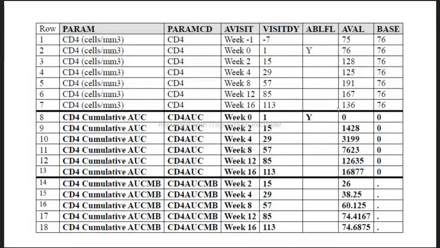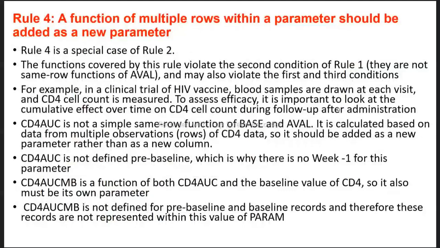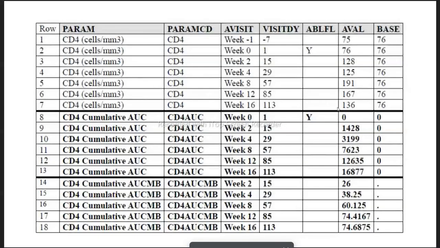In this scenario, we go to the rule again: a function of multiple rows within a parameter should be added as a new parameter. Now, within the same parameter, which is CD4, by taking the current and the previous record values, we are going to create a new parameter. In this case also, we create a new row.